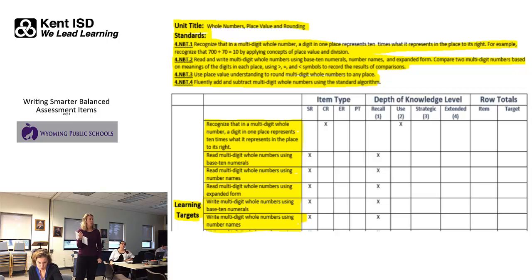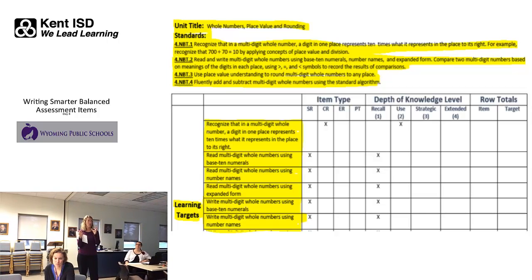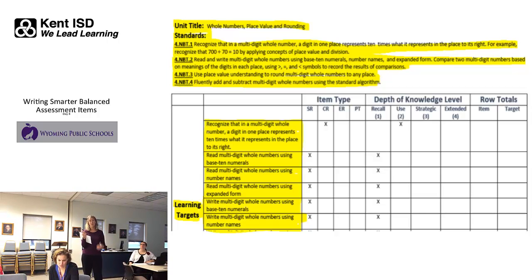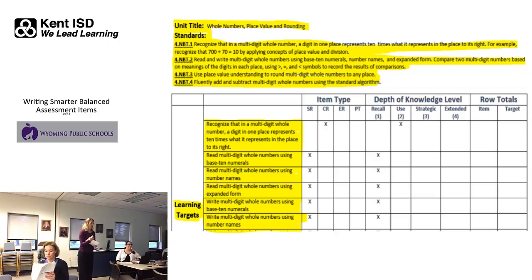Could you define the unit? You said the unit you just taught, which is defined as? A group of standards that I've brought together that I think instructionally makes sense for how the standards are written. Is that what you were thinking? Yeah. Other questions? Yes.